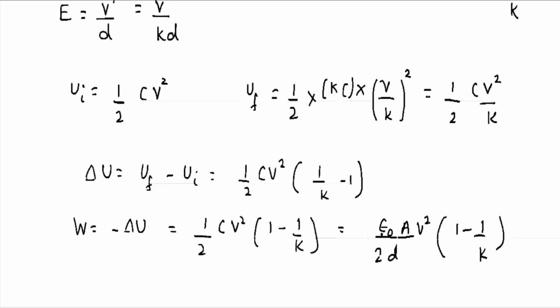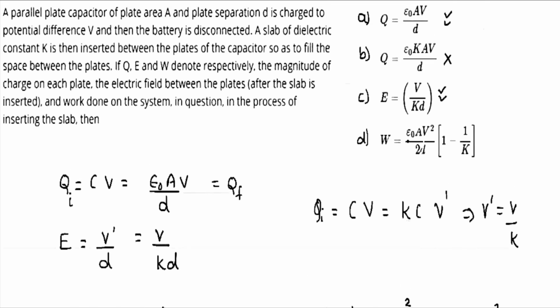So what would be our answer? Epsilon A V square divided by 2D, times 1 minus 1 by K. Okay, that means the correct options are what? A option is the correct option, C option is the correct option, and D option is the correct option. So hope you have understood this explanation.